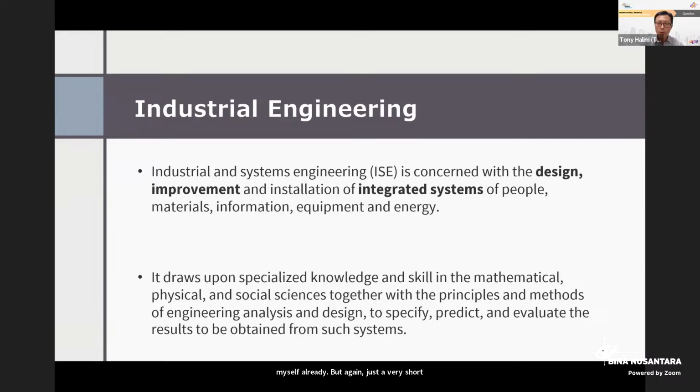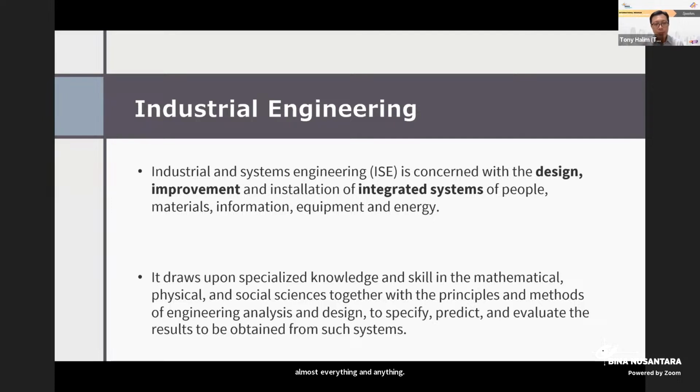I understand there has been some introduction about myself already, but again, just a very short background. I was originally trained as an electrical engineer. Then when I converted and did my master's, I moved on to industrial engineering, but at that time it focused more on quality and reliability. For my PhD, I moved into another branch of industrial engineering, more related to supply chain management, because industrial engineering is a very wide field, covering almost everything and anything, okay?